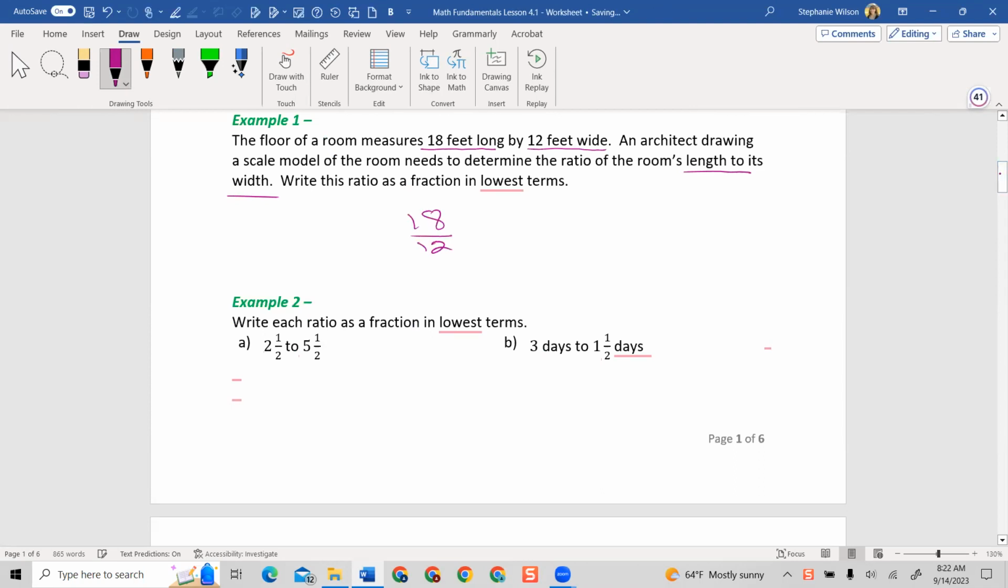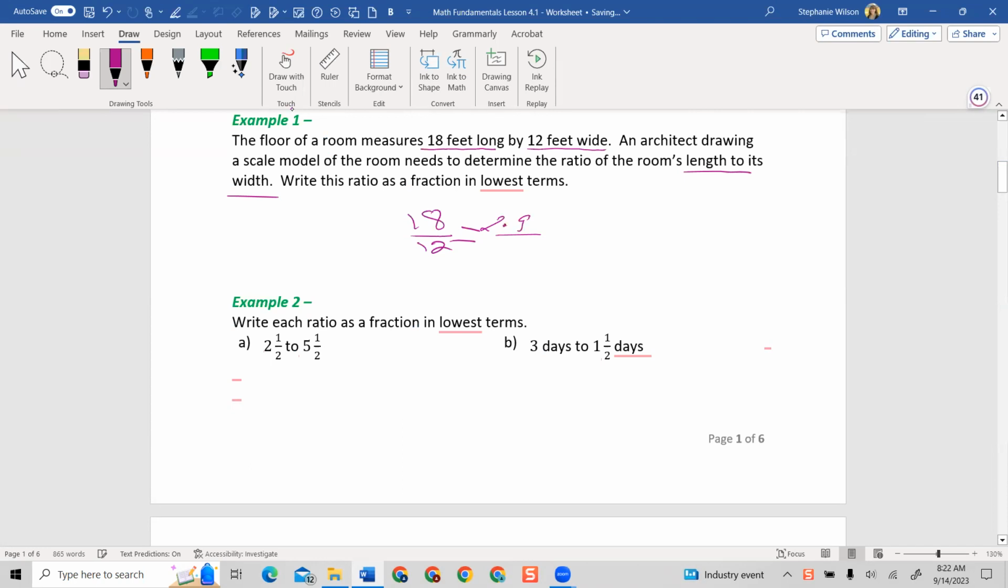Now, that won't be my final answer because I can reduce it. So let's reduce it. I'm trying to get my pen right. My apologies. All right, here we go. So I'm going to look at it. 18 is even and 12 is even. So let's try 2. 2 times 9 is 18.